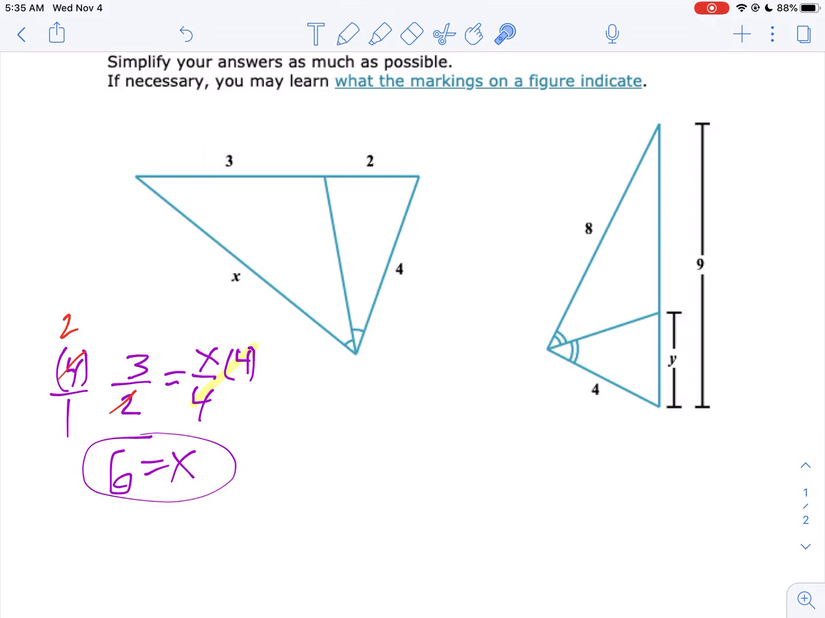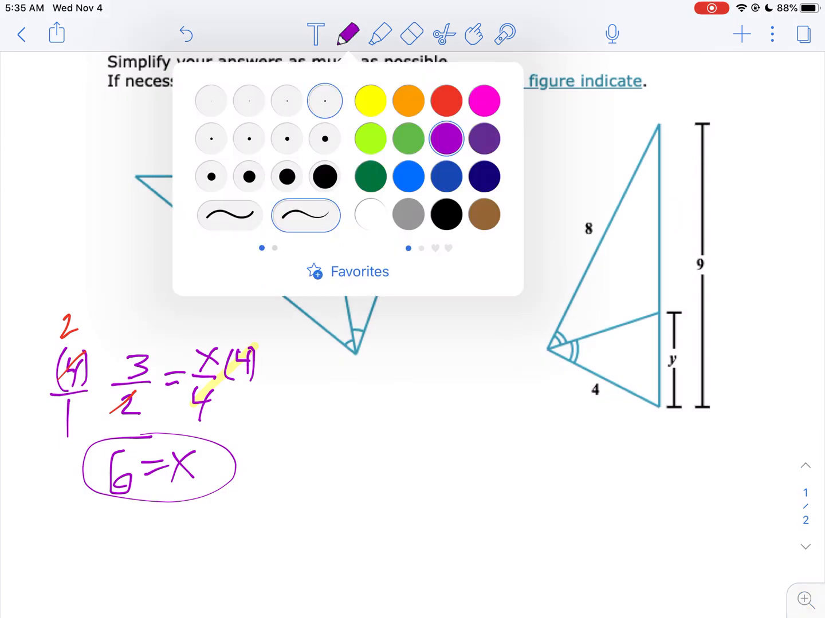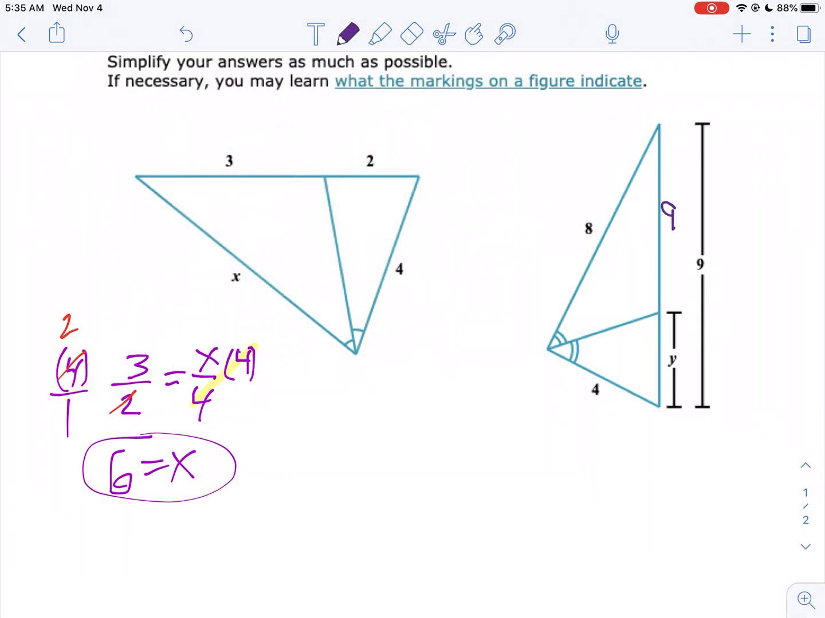What are you doing each time? You're taking 9 and you're subtracting whatever number you have here. So our expression for this length is going to be 9 minus y. Now we can write our ratio. 9 minus y is to y as 8 is to 4.